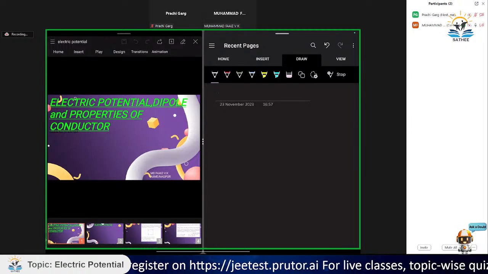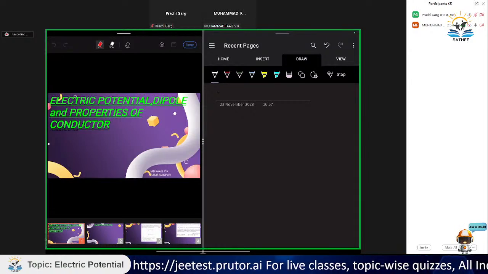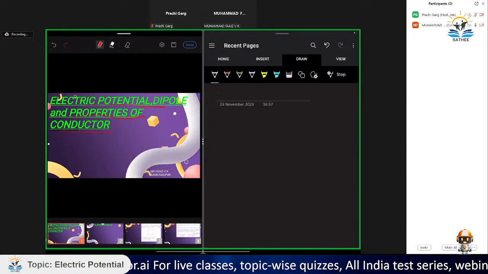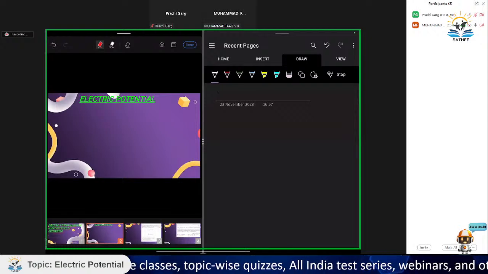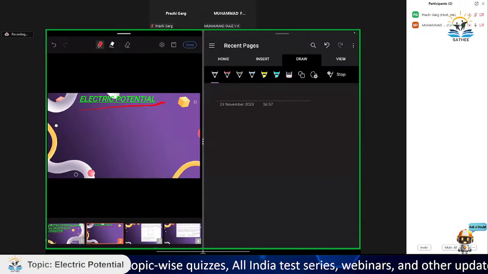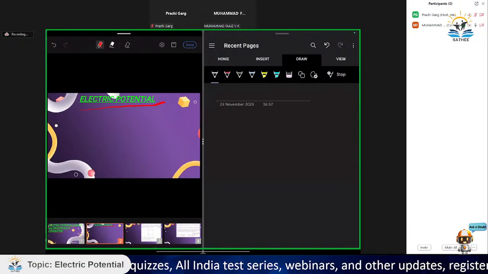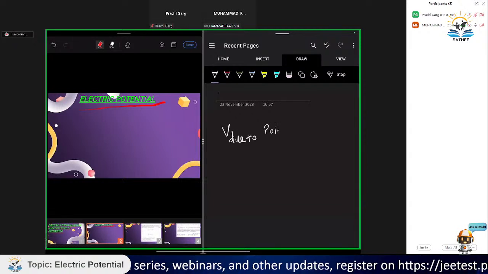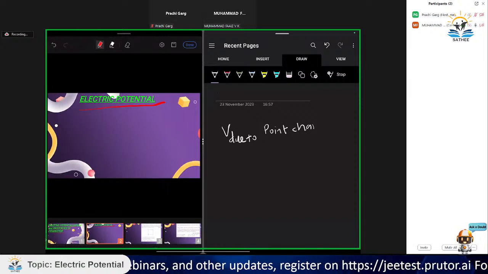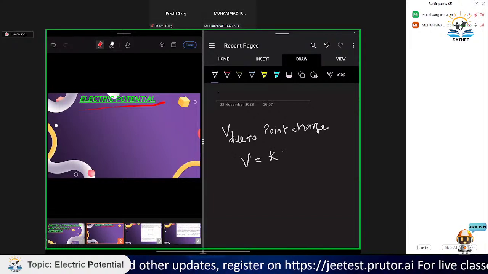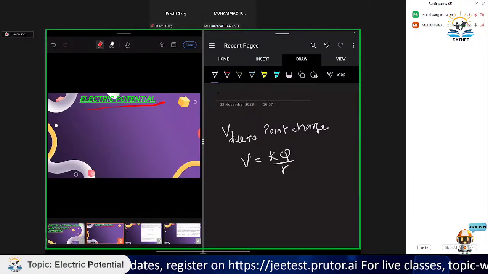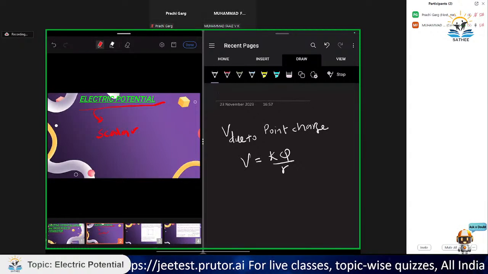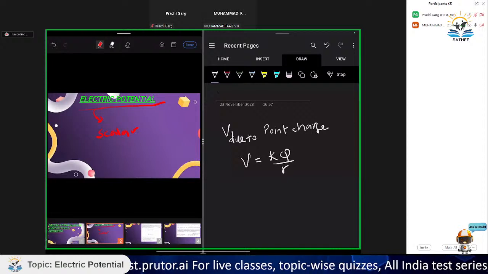Our today's topic is electrical potential, dipole, and properties of conductor. First, see what is electric potential. Electric potential due to a point charge is KQ by R. As simple as that. And electric potential is a scalar quantity, so we can just add and subtract.